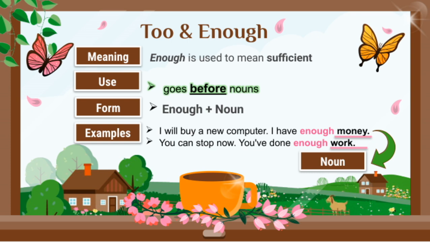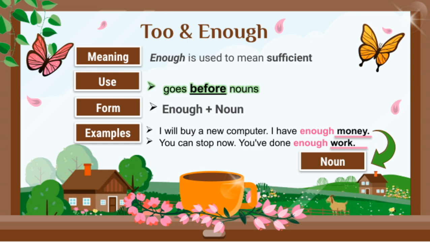It tells us that there's enough of whatever we're discussing to achieve a certain goal or satisfy a need. In our overall theme of understanding "too" and "enough," it's useful to see how "enough" helps us express adequacy, whether it's enough time, money, or resources. For example, in the second sentence, "You can stop now. You've done enough work." Enough shows that the amount of work done is sufficient and it's okay to stop.